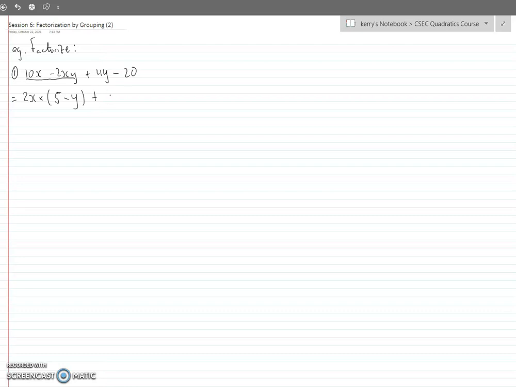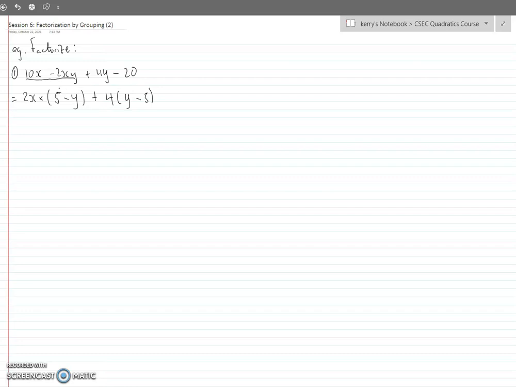Right now, this one here. What could I withdraw from here? Now, if I take out the 4 here, 4y divided by 4 is y. 20 divided by 4 is 5. But look, I have a little problem here. This is 5 minus y, and this is y minus 5. They are almost the same thing. Now, you notice what I took out? I took out positive 4.